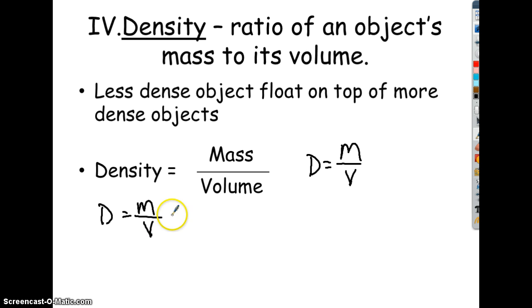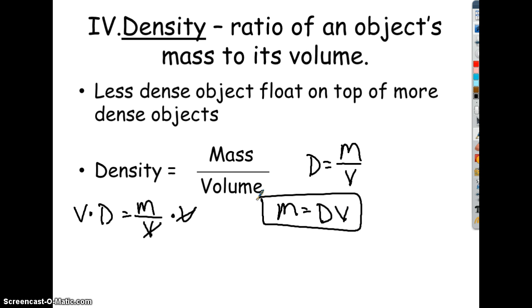We would want to multiply by volume on both sides. That cancels out the volume. And so mass is equal to dV. Make sure this equation gets in your notes because I will not give that to you on the test. Then looking at that equation, if we want to solve for volume, we need to get rid of the density. To get rid of the density, you want to divide on both sides. That gets rid of the density. So volume is equal to mass over density.